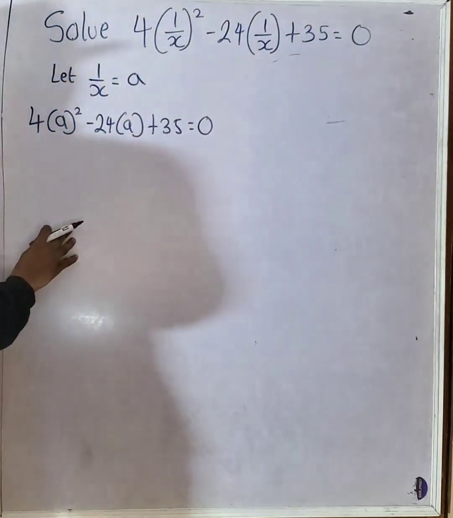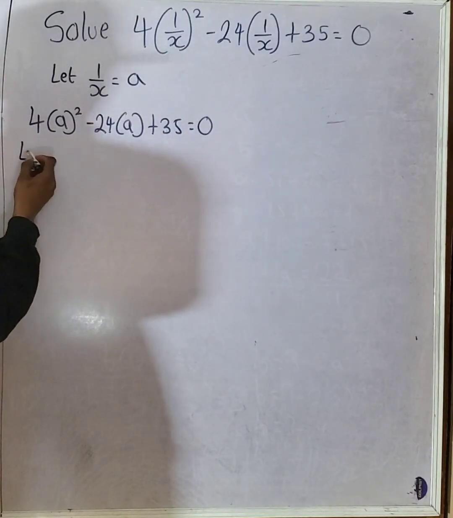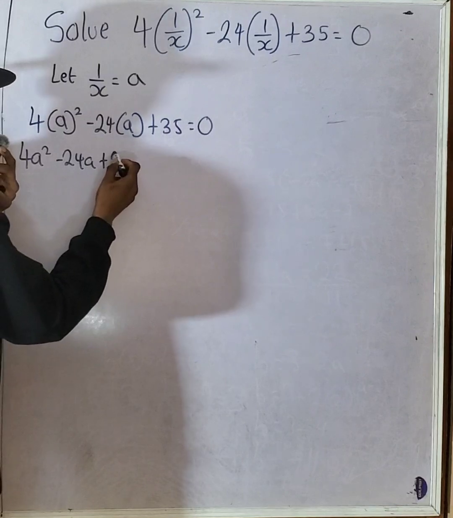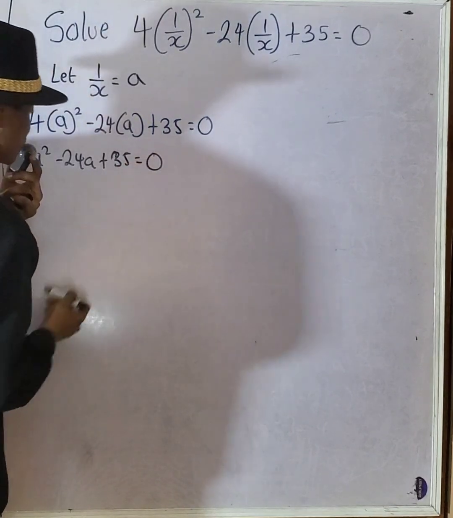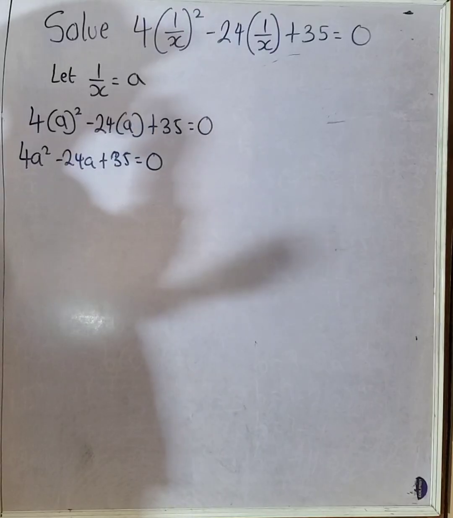So what do we have here? We have a quadratic equation, right? Yes, because I'm going to have 4a squared minus 24a plus 35 equals 0. We can solve this quadratic equation using the factorization method.